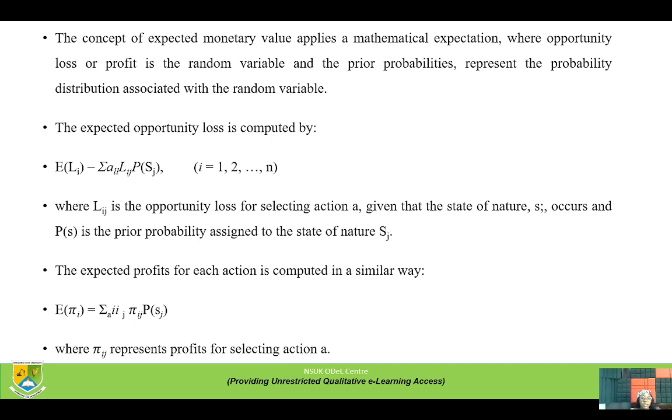The expected profit for each action is computed in a similar way as shown. The expected profit, E(πi), is equal to the sum of πij multiplied by P(Sj), where πij represents profits for selecting action Ai.